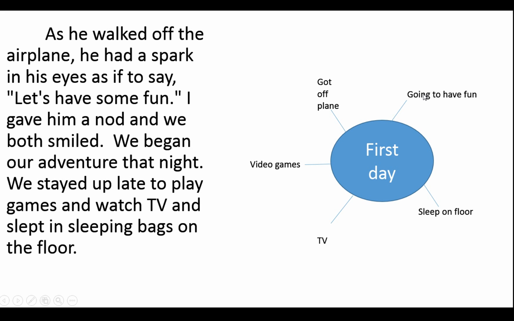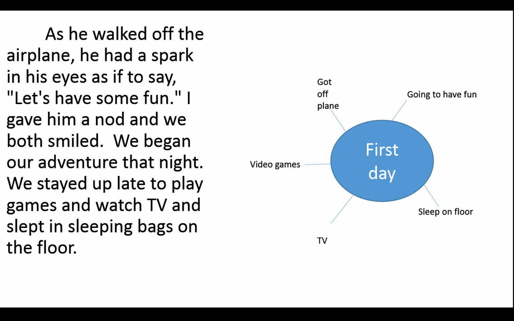One of our details is going to have some fun, and he kind of said that in his first body paragraph, let's have some fun. He talked about sleeping on the floor, which he said right there. He talked about watching TV, and video games, which it said right here. Notice we also had a couple other extra details. For instance, this sentence here, we began our adventure that night. So just because you have 5 details here doesn't mean that you have to stay with 5 details. If you come up with some creative ideas, it's going to add to this paragraph. After you think about these details, that's great to put it in. The more information, the better.